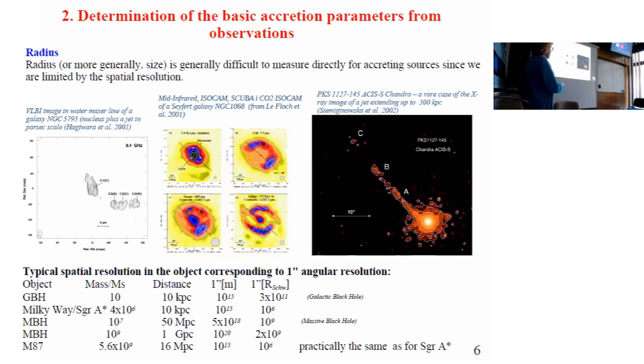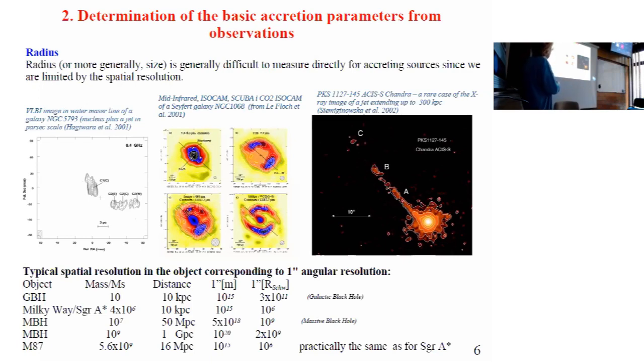In X-rays, for example, this is the Chandra image of a jet. This jet is well resolved in X-rays, but this is because the jet is really enormous. The size of the jet is 300 kiloparsec. So it was possible to measure.